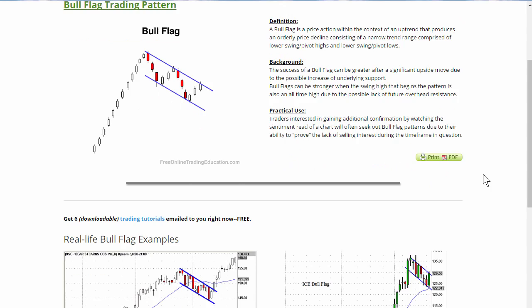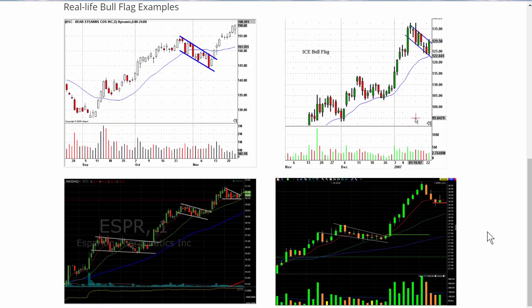If you want to read about it, you can there. And then down below here are some examples. Here are daily charts where this pattern happens. And then here are some day trading charts. These black ones down here are some previous trades that I've done with bull flags.